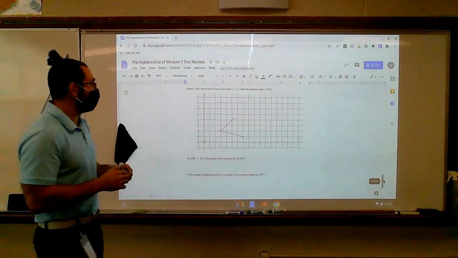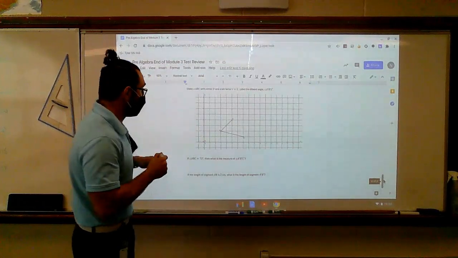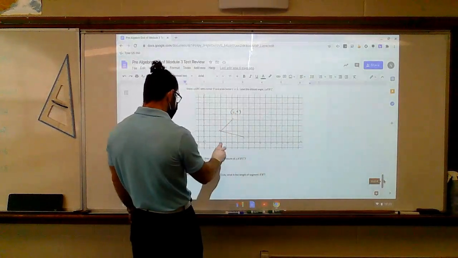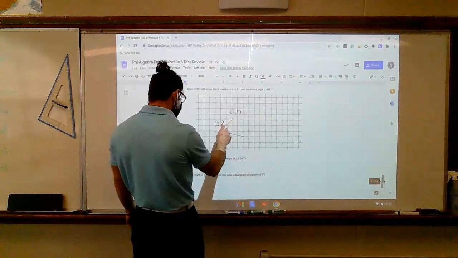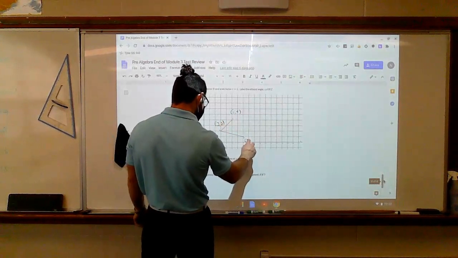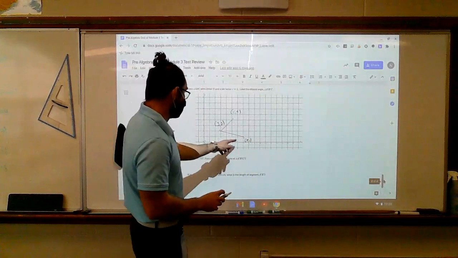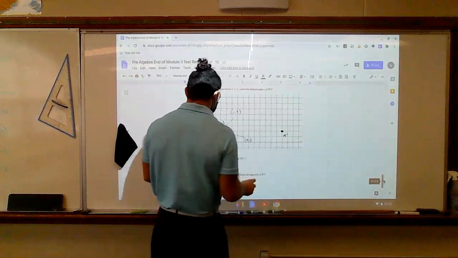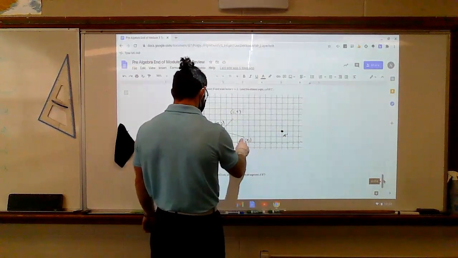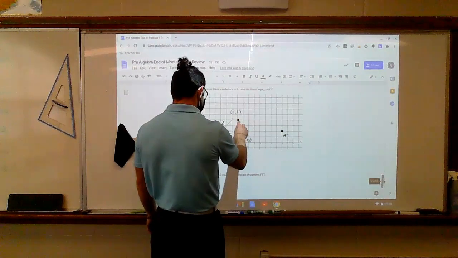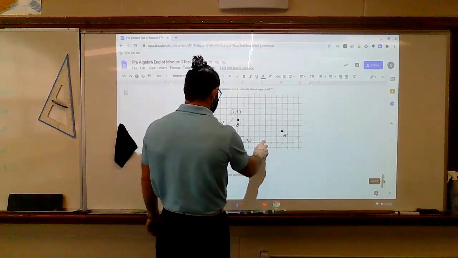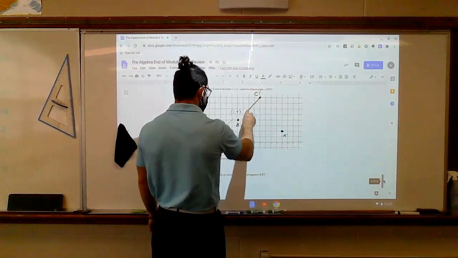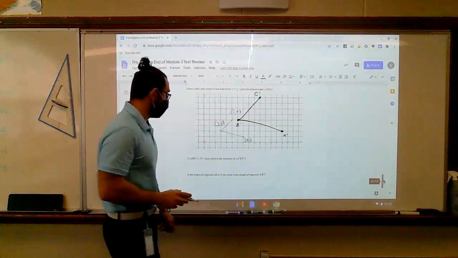Dilate angle ABC with center O and scale factor of 2. So we're multiplying these all by 2. So the first thing I need to do is this is 5, 4, this is 3, 2, this is 7, 1. So if I dilate it by 2, that becomes 14, 2. And that's A prime. B prime becomes 6, 4. There's B prime. And C becomes 10, 8, which is C prime. So there's my new figure.